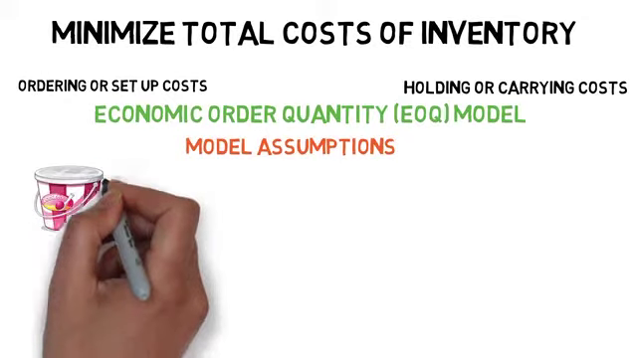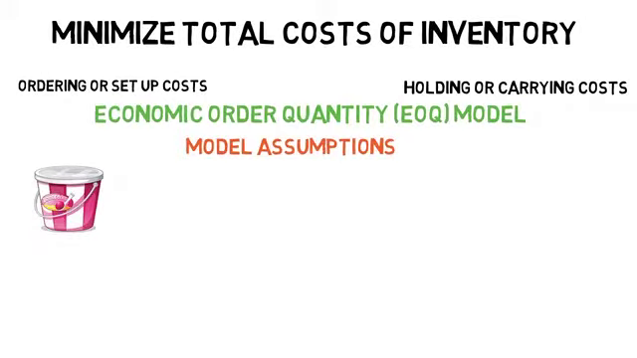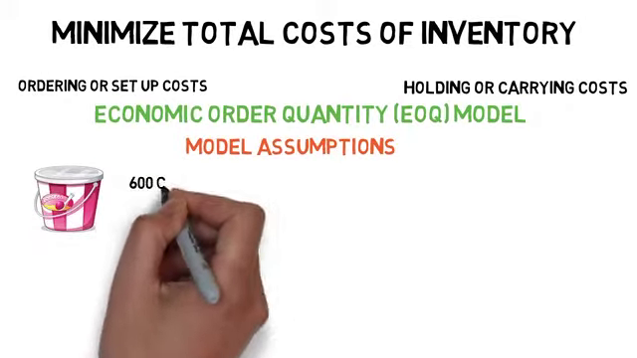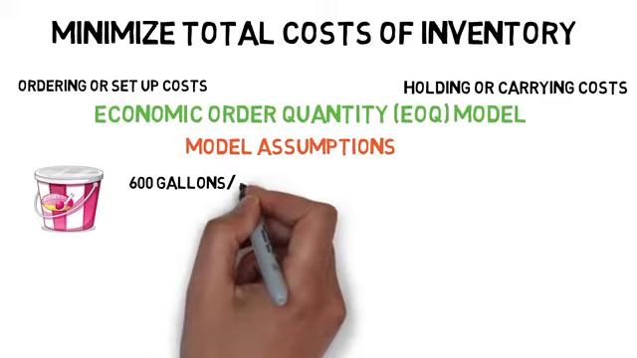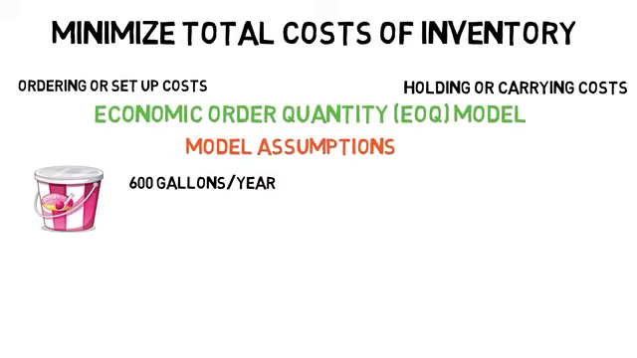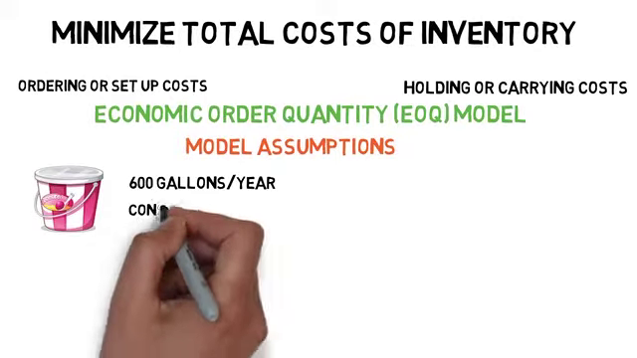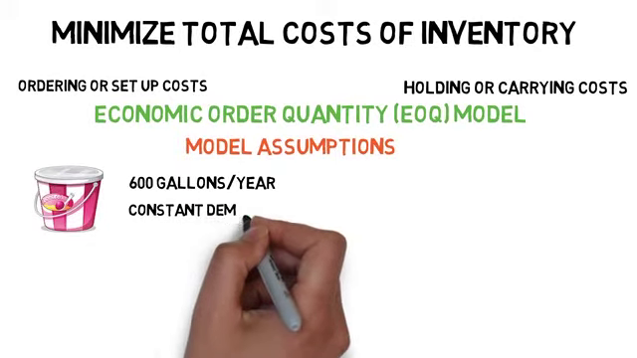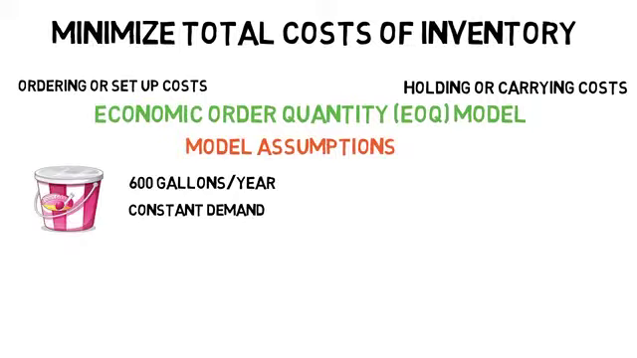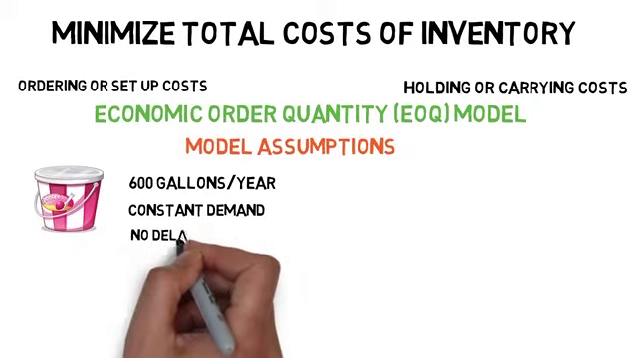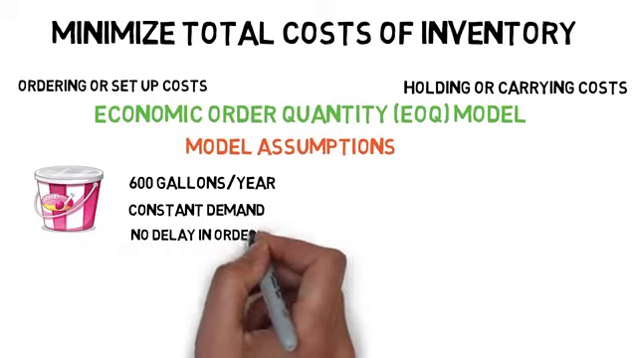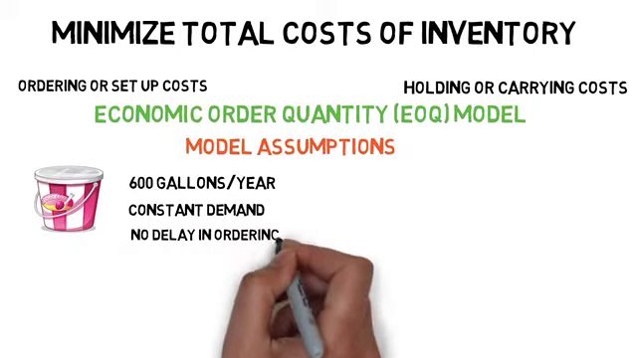First, you are only going to look at one product, in this case a gallon of ice cream. Second, you know your actual demand. That is, you will buy exactly 600 gallons per year. Third, your demand is constant. Simply put, you will sell the same amount of ice cream each and every month. Finally, when you need more ice cream, you can order immediately. In other words, there is no delay between when you order and when you receive the ice cream.